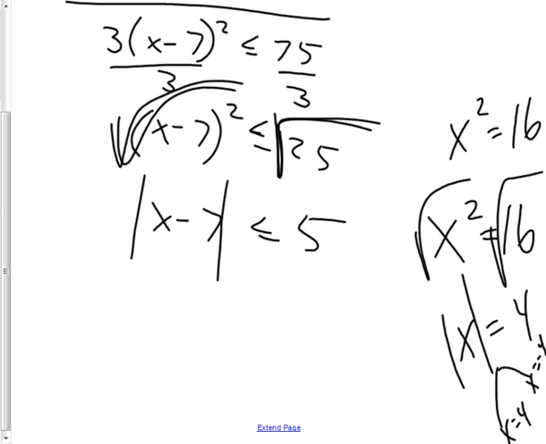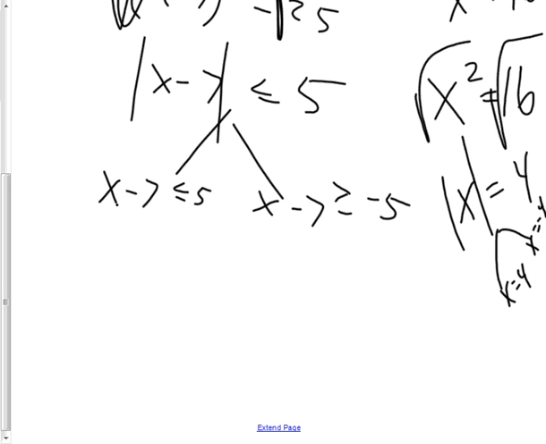Okay, so split it now. X minus 7 less than or equal to 5. X minus 7 greater than or equal to negative 5. Add 7 to both sides. X less than or equal to 12. Add 7 to both sides. X greater than or equal to 2. I could just see a kid stopping right there, and I did, unfortunately, on the test. A lot of kids did just stop right there. And on the test, there were 2 problems like this that had inequalities. And you should have kept going.